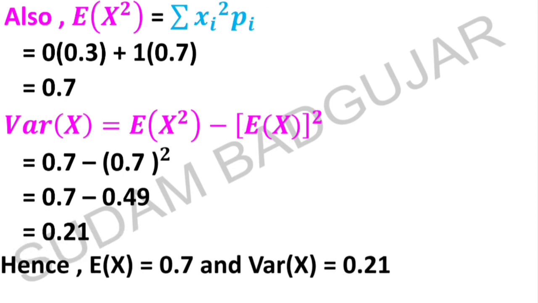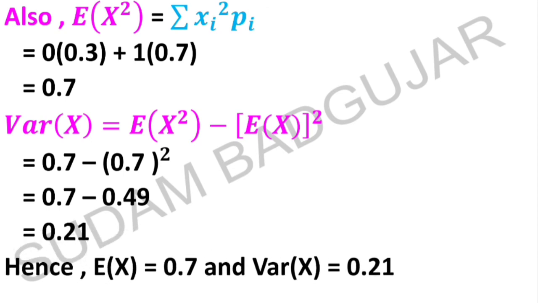Now the standard deviation, here only expected value and variance are mentioned. Hence the expected value is 0.7 and variance is equal to 0.21.